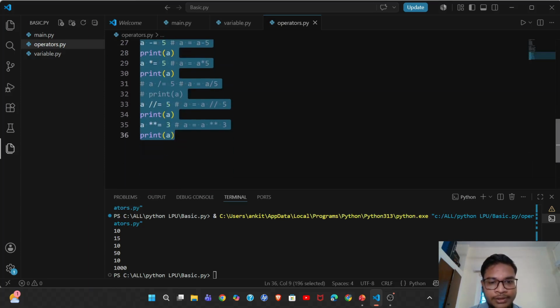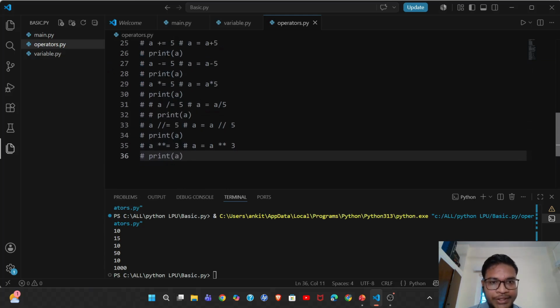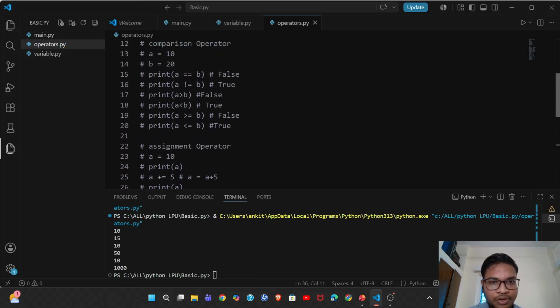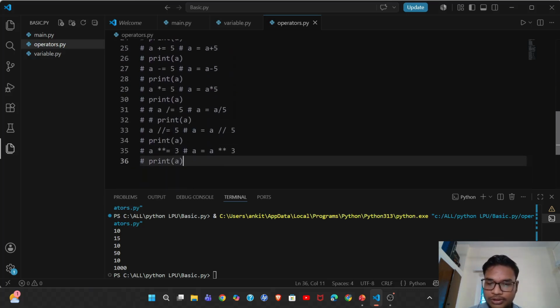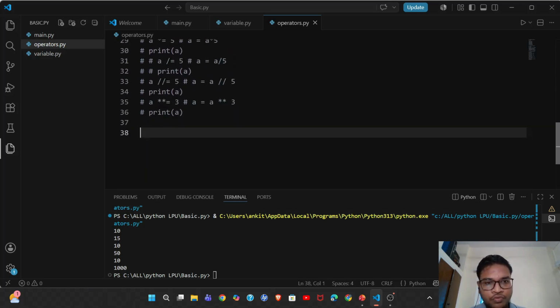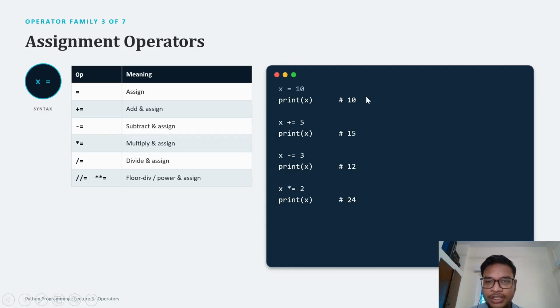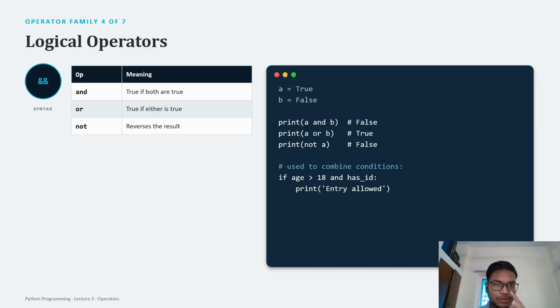Just comment out, and at this point we have dealt with all our three operators: arithmetic, comparison, and assignment operator. Then move forward to our next operator. That's just say here x equal to 10, 10 plus equal to 5, 15, minus equal to 3, 15 minus 3 is 12, and 12 into 2 equal to 24. All correct, all about the syntax of this assignment operator. And let's move forward. So this is our logical operator.